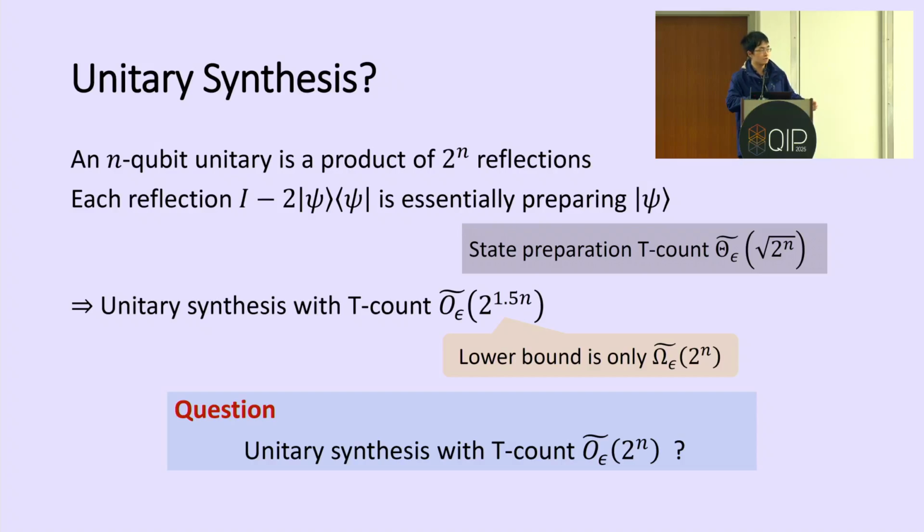The reason why we hope so is because we want a similar square root saving as we see in the state case. A quantum state has 2 to the n degrees of freedom, but in the end you only need square root of 2 to the n many T gates. And here the unitary has 4 to the n many degrees of freedom, and we would like to see a square root saving instead of this 2/3 saving.